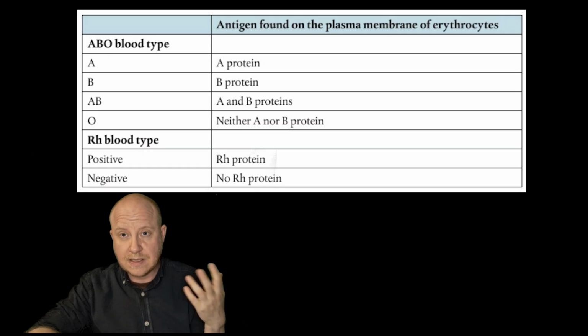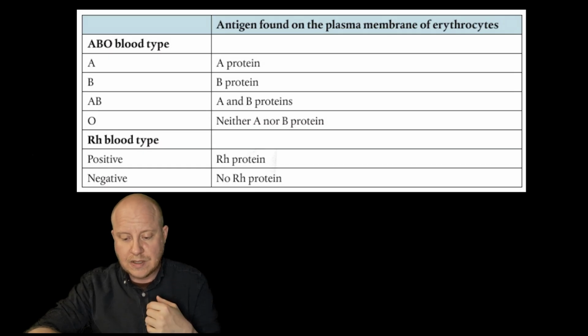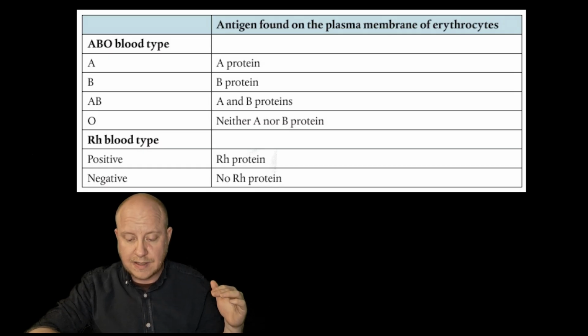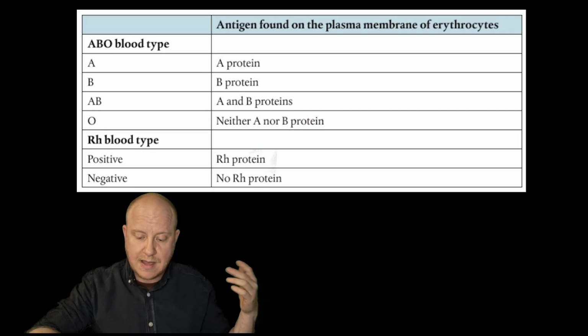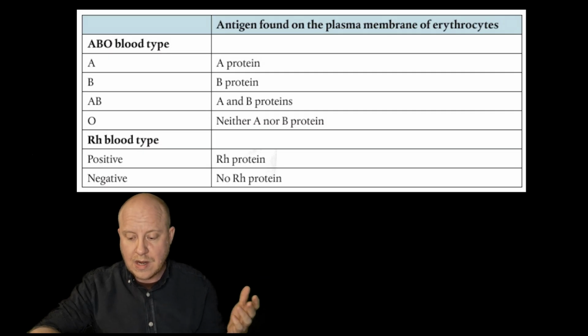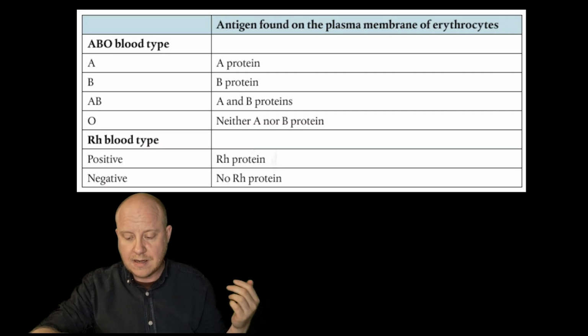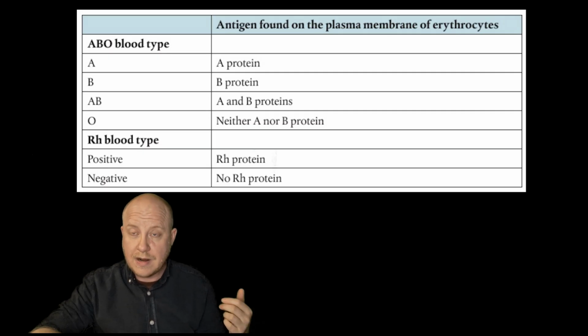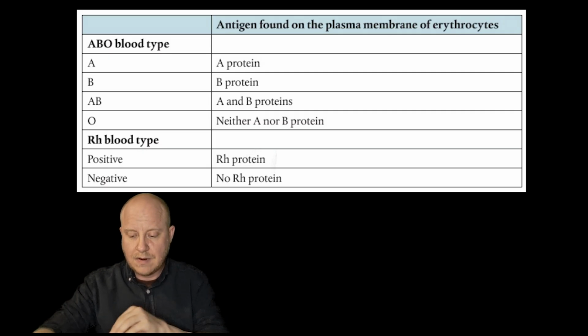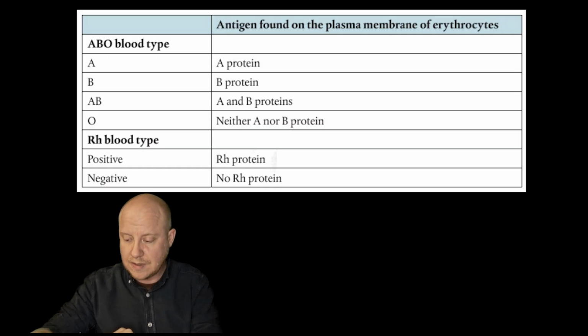And here you can see this table where it describes the blood type, the name of the blood type. You can have blood type A, B, AB, or O, and what that means: A protein, B protein, A and B, neither A nor B. Rh blood type, positive, negative. Rh protein or no Rh protein.